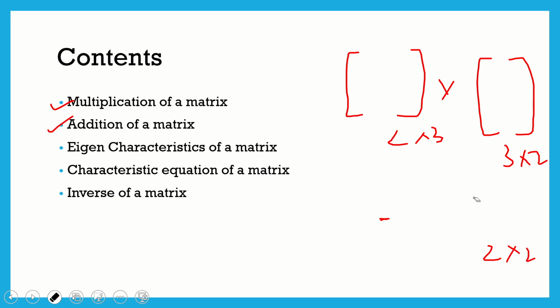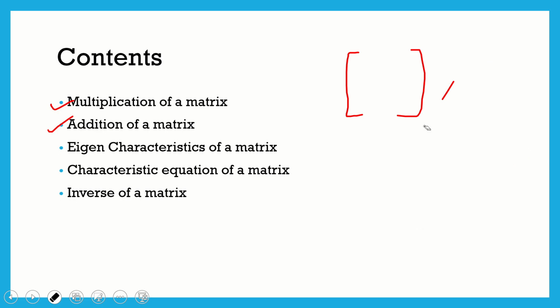I am just recalling it so that when we solve the problem, you will not face any difficulties. These two are already known to class 11th and 12th students, but the new things we are going to cover here are the eigen characteristic of a matrix, the characteristic equation of a matrix, and the inverse of a matrix. Inverse of a matrix, you know.